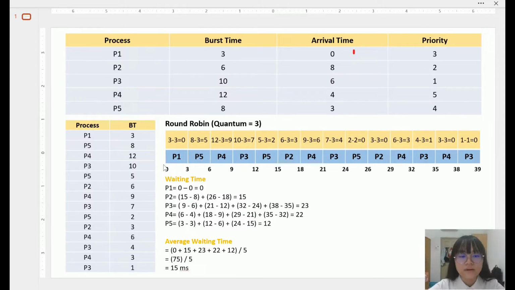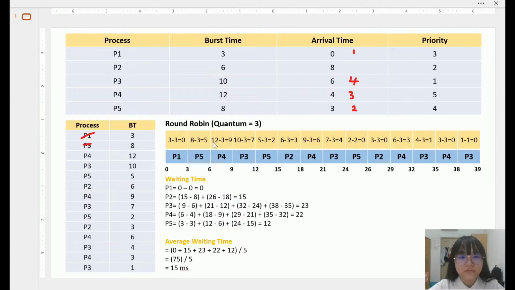Then at the time from 0 until 3, P5 is coming, so we run P5. P1's burst time is 3 minus 3 and we get 0, so P1 is already completed and we won't put it at the bottom. After we run P5, at the time from 3 until 6, P4 and P3 are coming, so we put P4 and P3.